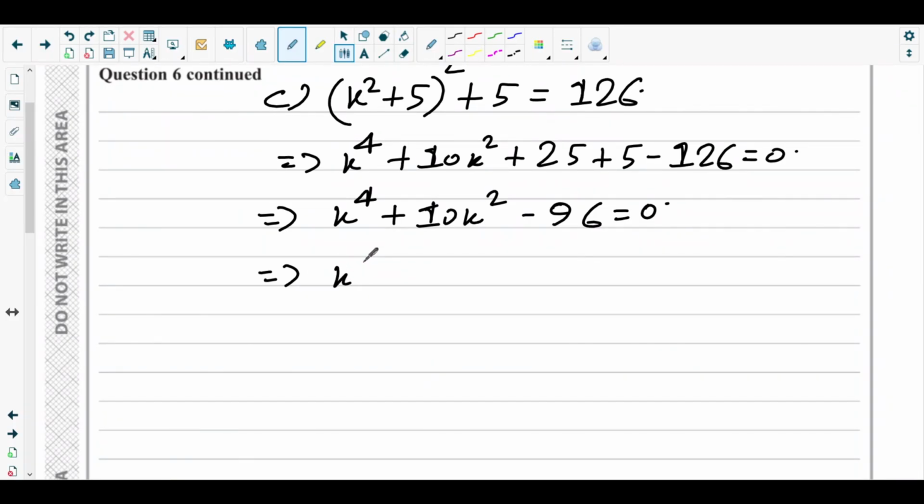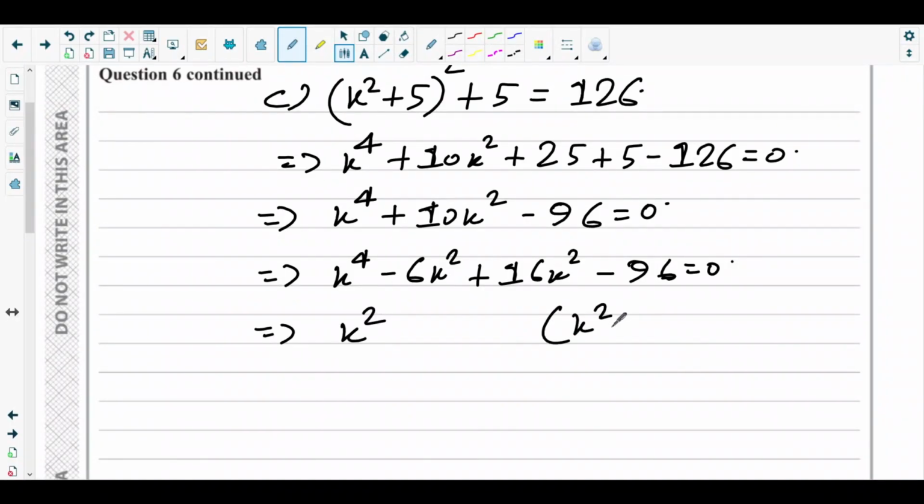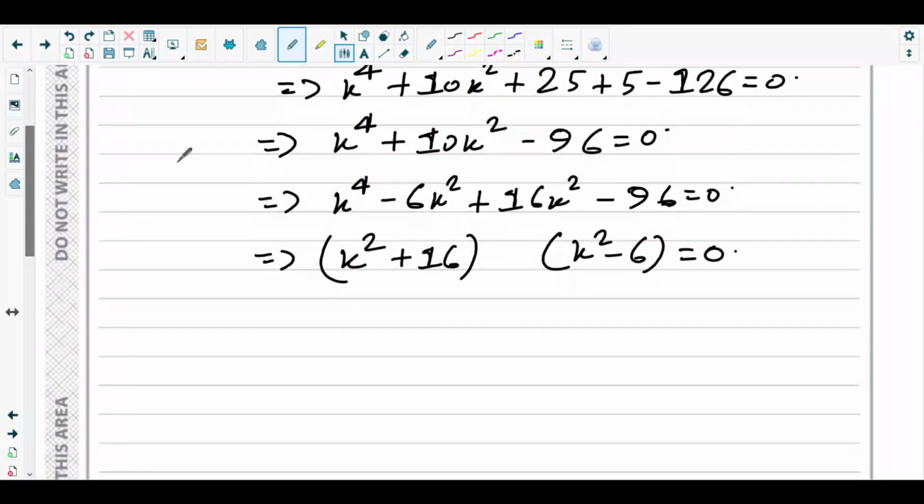96. Okay, x to the power 4 minus 6x squared plus 16x squared. Is it fine? 5 times 16 is 80, so it's fine. So 6 times 16, this is what? 96. Okay, that's fine. So now the middle term, we have split it. So take x squared common, so you will get x squared negative 6. Now from here take plus 16, so you will get x squared negative 6. This equals 0.